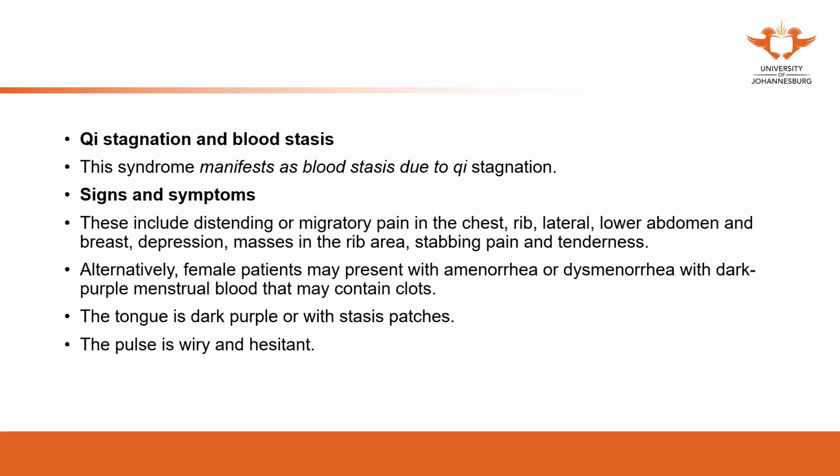Qi stagnation and blood stasis. In this situation, the patient presents with both qi stagnation and blood stasis. So you will see the manifestations. You can have blood stasis: amenorrhea, dysmenorrhea, clots. Qi stagnation: pain, distending feeling in the lower abdomen, in the chest, in the breast, depression, liver qi stagnation. Stabbing pain, that's the blood stasis. So in this kind of manifestation, in the treatments, we're going to activate the qi circulation and activate the blood circulation.